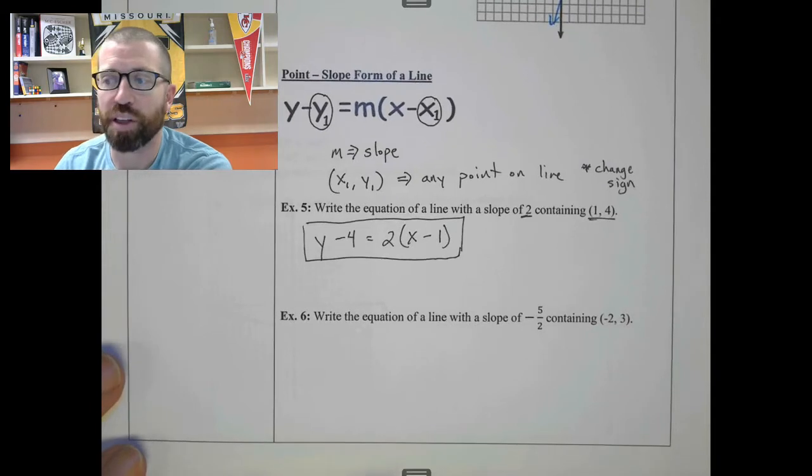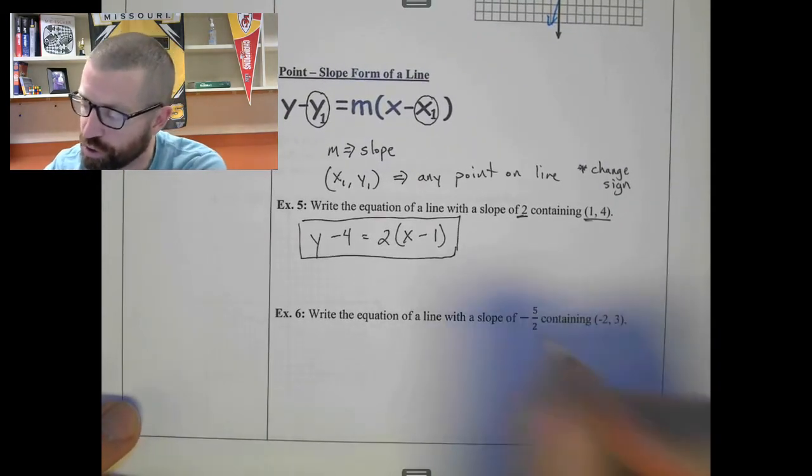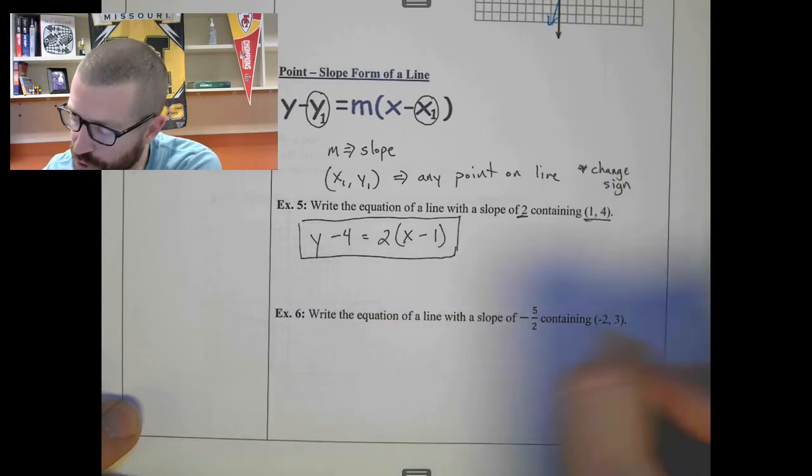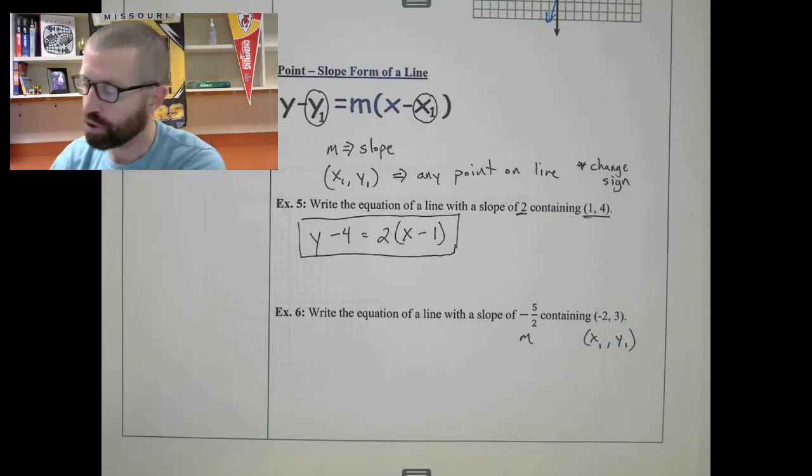Okay, and pause the video and try this next one. Okay, so notice once again you're given slope and a point. So we have m and then x1 and y1. It doesn't matter which point you use for x1 and y1 as long as the x and y come from the same point that's on the line.